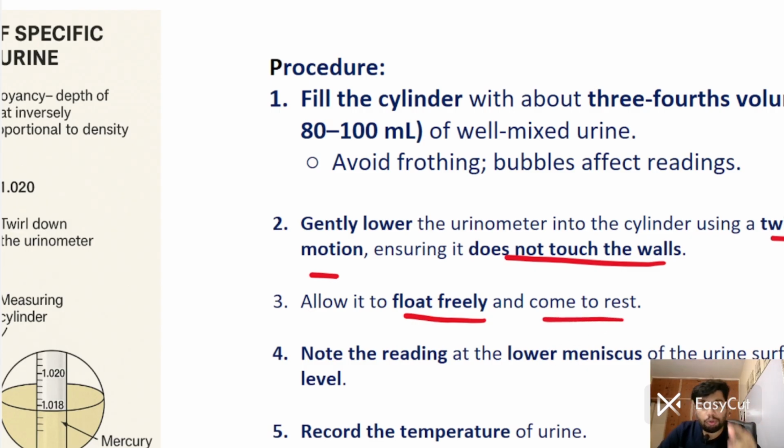Now you have to note the reading at the lower meniscus of the urine surface at eye level. Lower meniscus is very important. If you take the upper meniscus, your specific gravity reading is false. Then you have to record the temperature of urine, at what temperature you are measuring. That is also important. Then you have to apply the temperature correction. How we apply the temperature correction, I will discuss shortly. I hope this is clear.